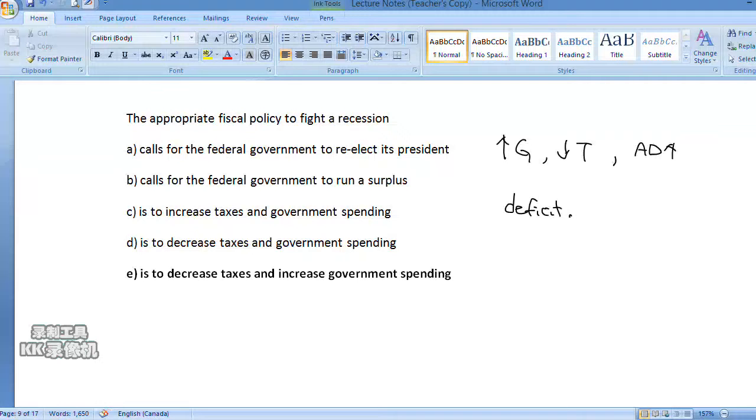Calls for the federal government to run a surplus, no. Increase in taxes, no. Decrease in taxes, yes. And increase in government spending, yes. No, that is a decrease in government spending, so that's a no. Decrease taxes, increase government spending. So the answer is E.